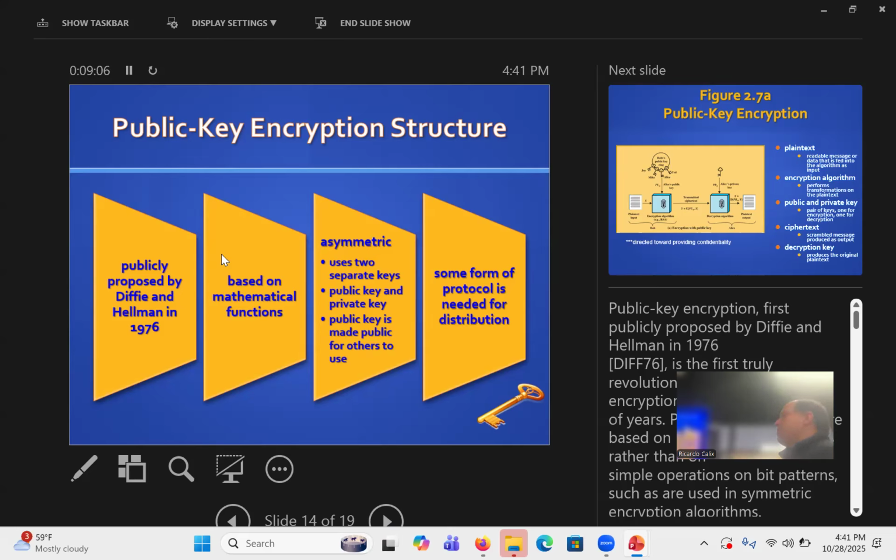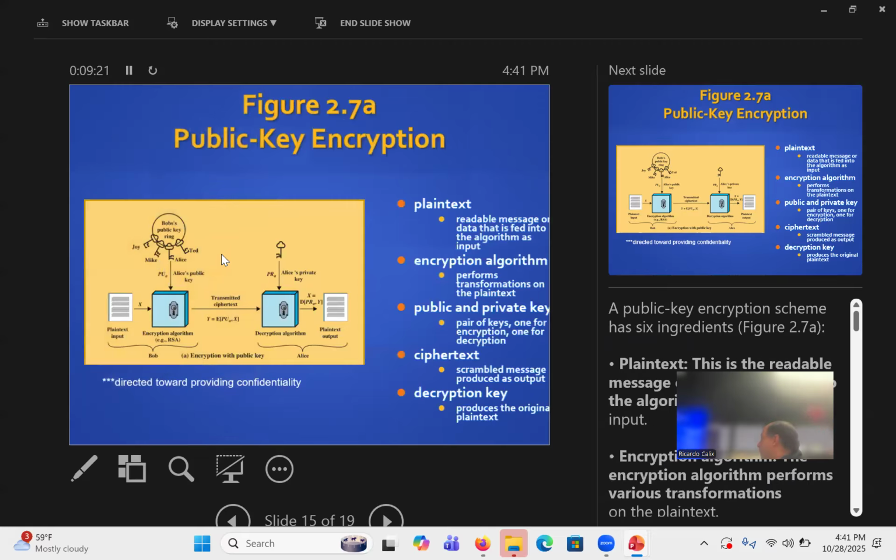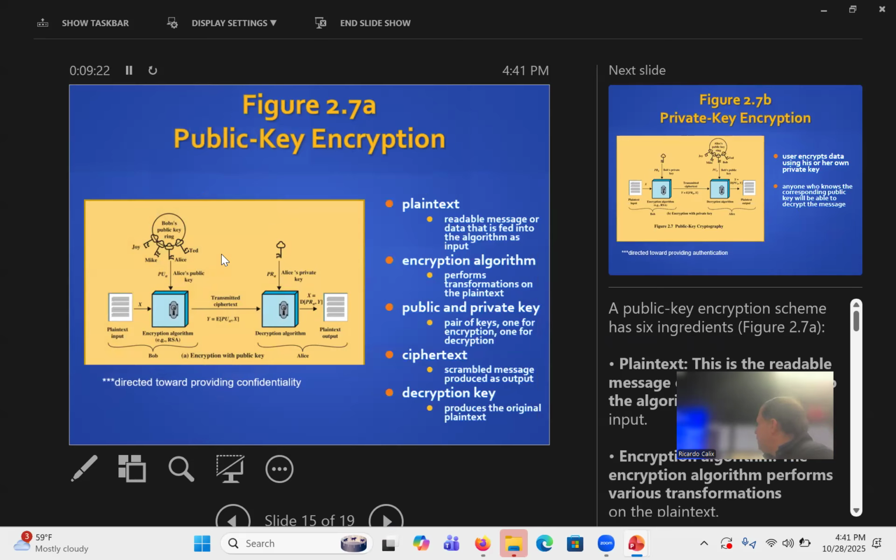But anyway, asymmetric encryption in general uses two separate keys, a public and a private key. The public key is made public to others. All right, so that's the idea. This should be the framework, just to finalize it.